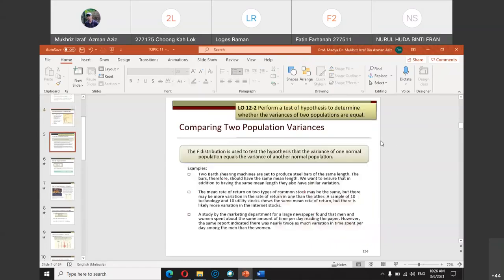This is just an example that we can use when we are comparing two population variances, not two population means. The F distribution is used to test the hypothesis that the variance of one normal population equals the variance of another normal population. So why are we interested in comparing the variance, not the mean? Because in some scenarios or conditions, we are not interested in the mean. We are interested in the variance. So you can see this example here.